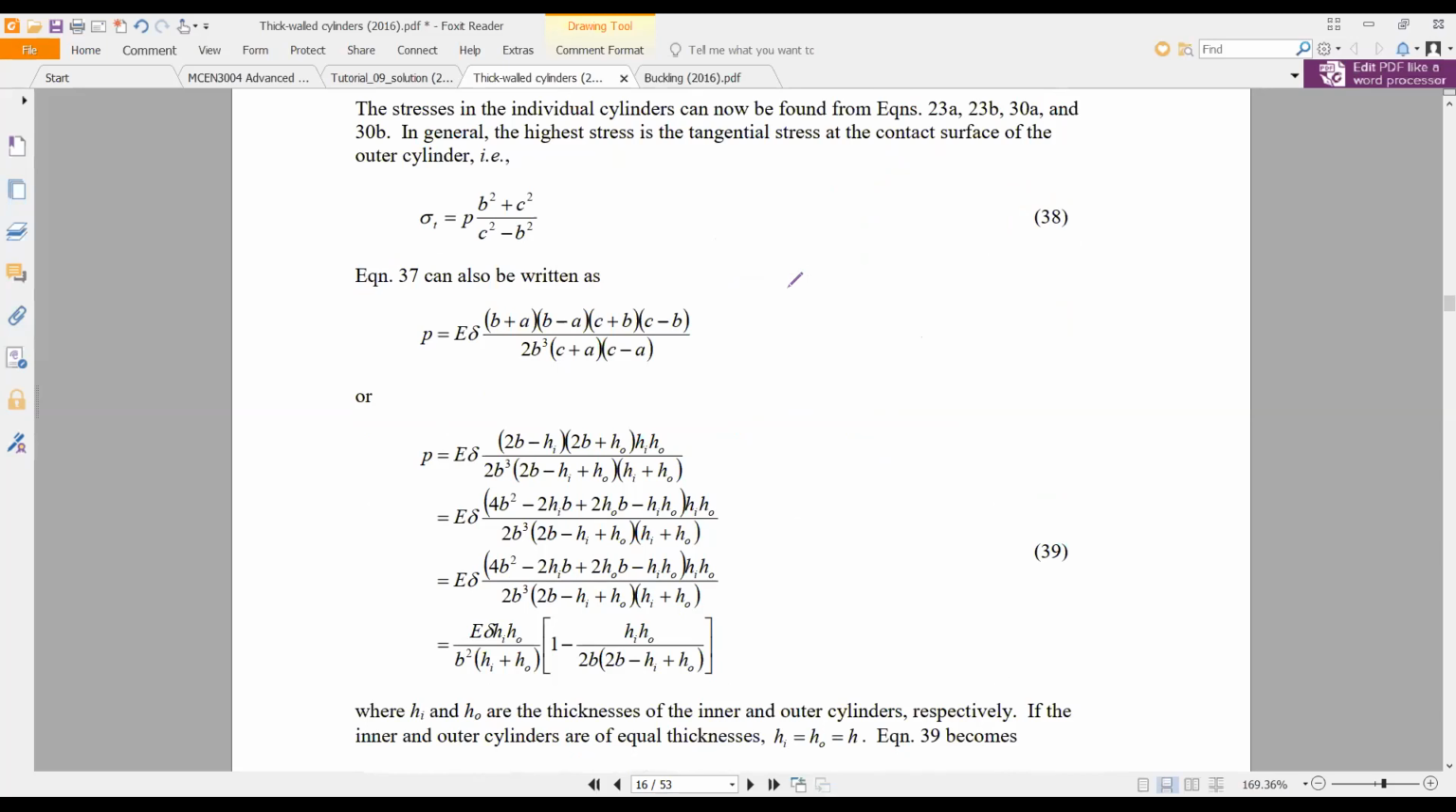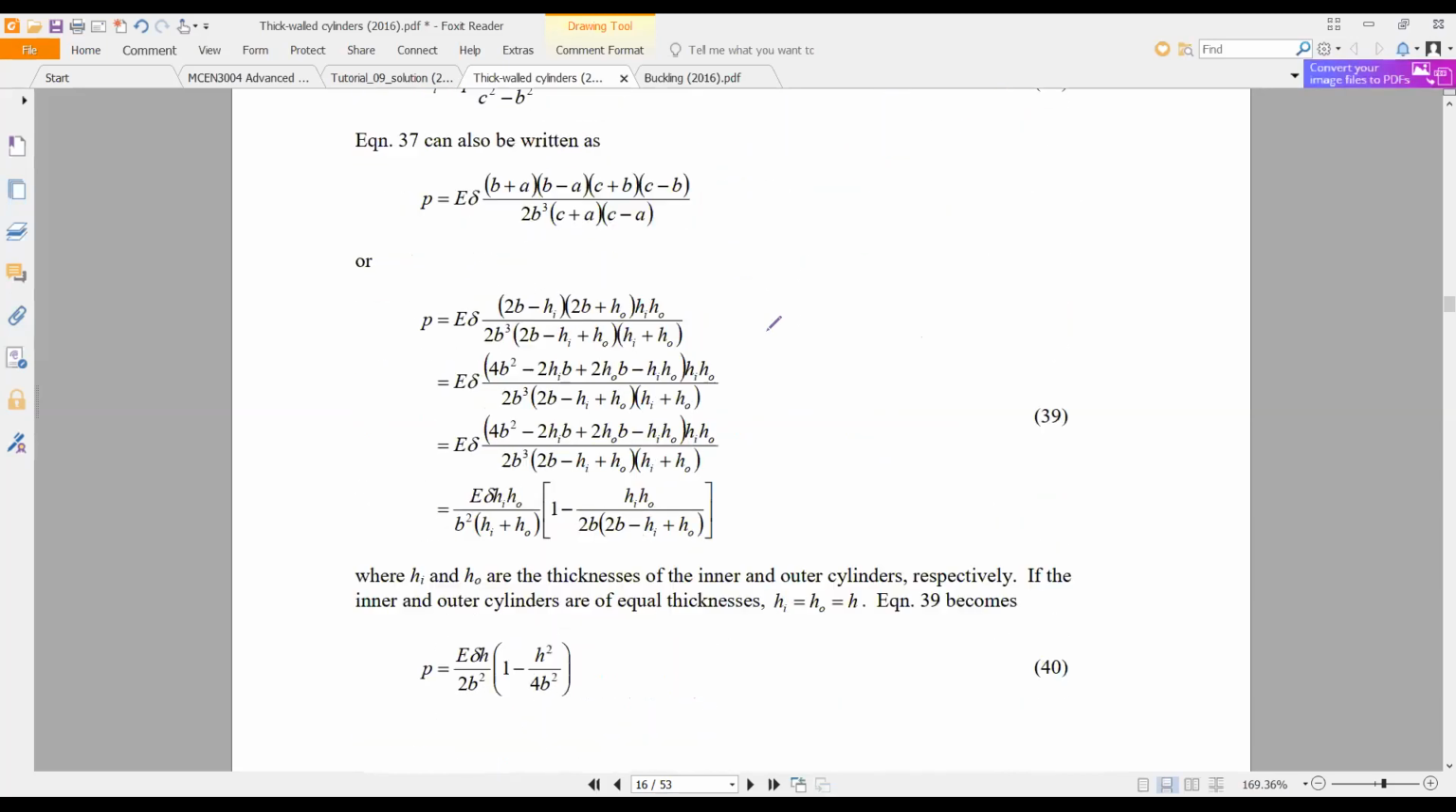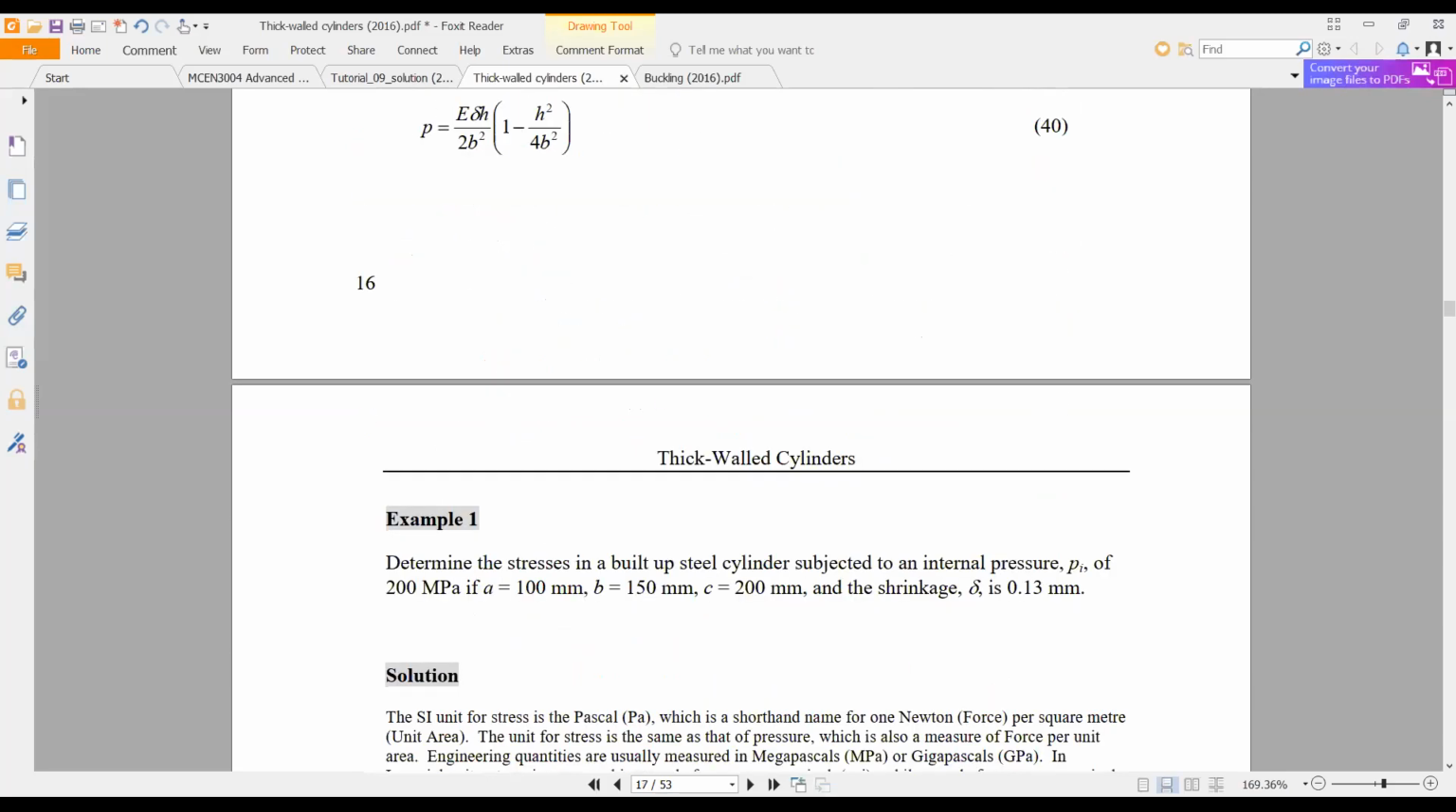So then you can rearrange those equations in a different manner. So I will move to the slide now.